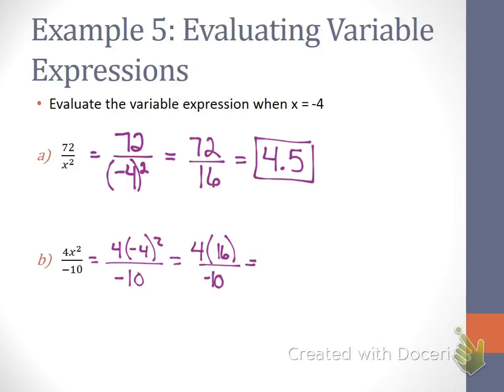Okay, so now 4 times 16 is 64 over negative 10. So my answer is negative 6 4/10. Okay? All right, very good. And if you understand that, that's everything you need to know for section 1.7.